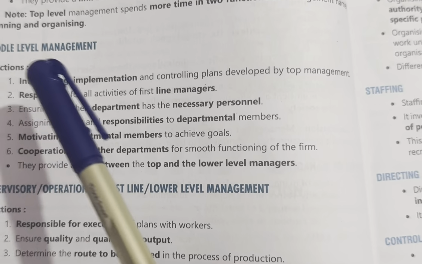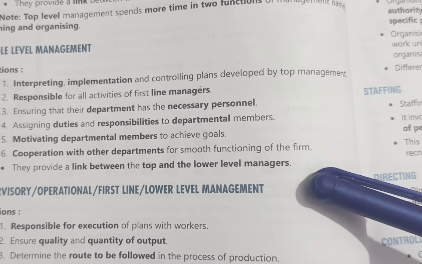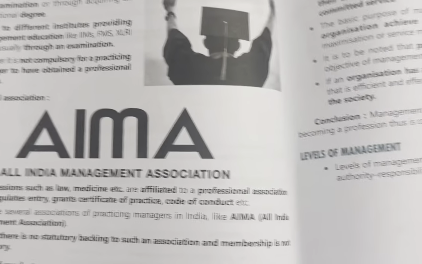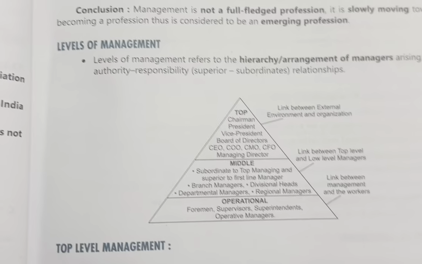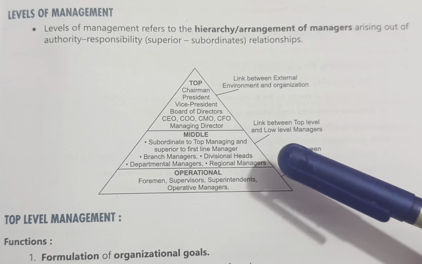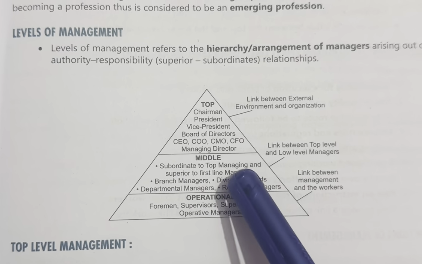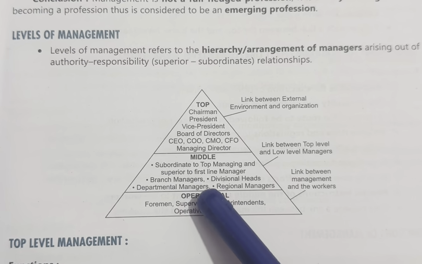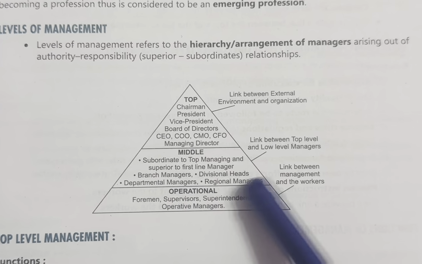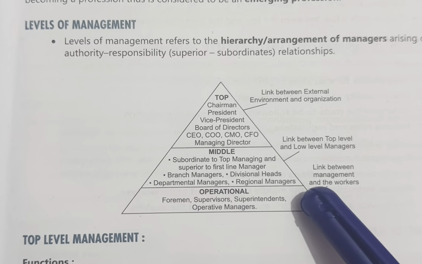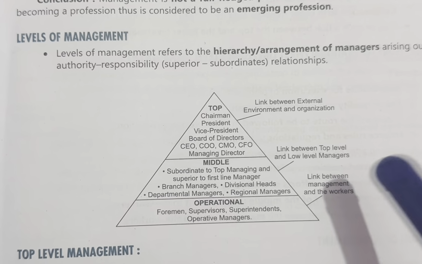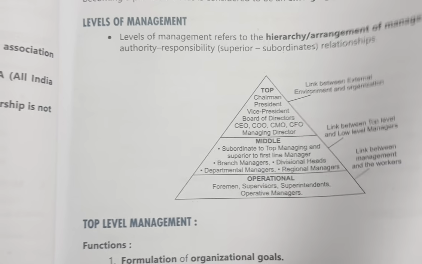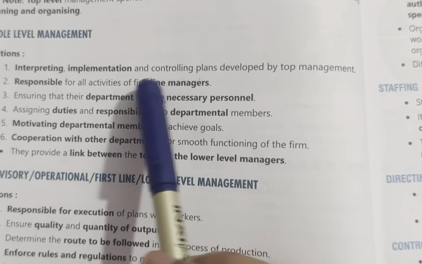Next is middle level management. Let's see the functions of middle level management. Before that, let's see the people who are working at middle level, subordinate to top management and superior to first line manager: branch manager, departmental manager, divisional heads and regional manager. So these are the people who are working at middle level. Now let's see their functions.